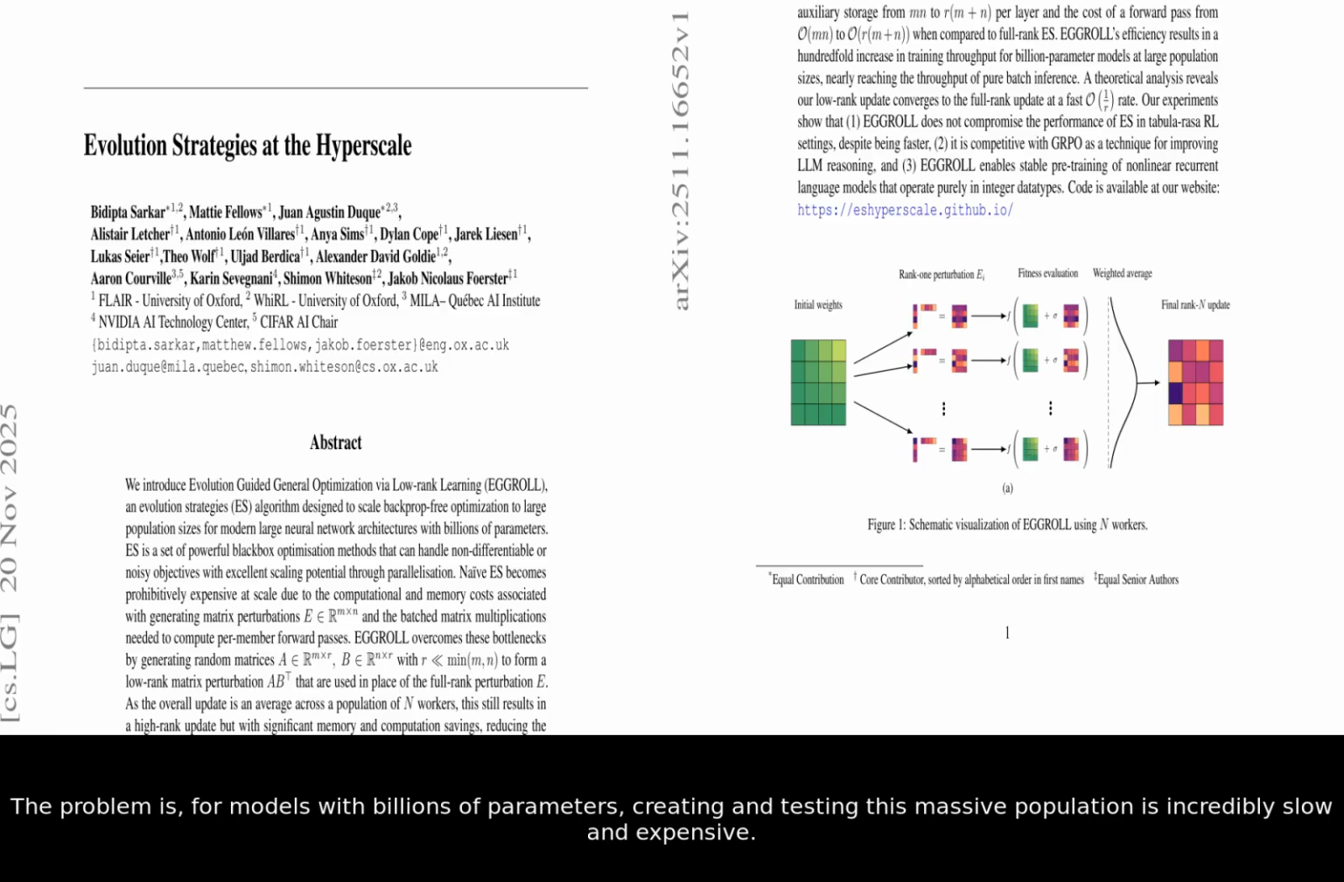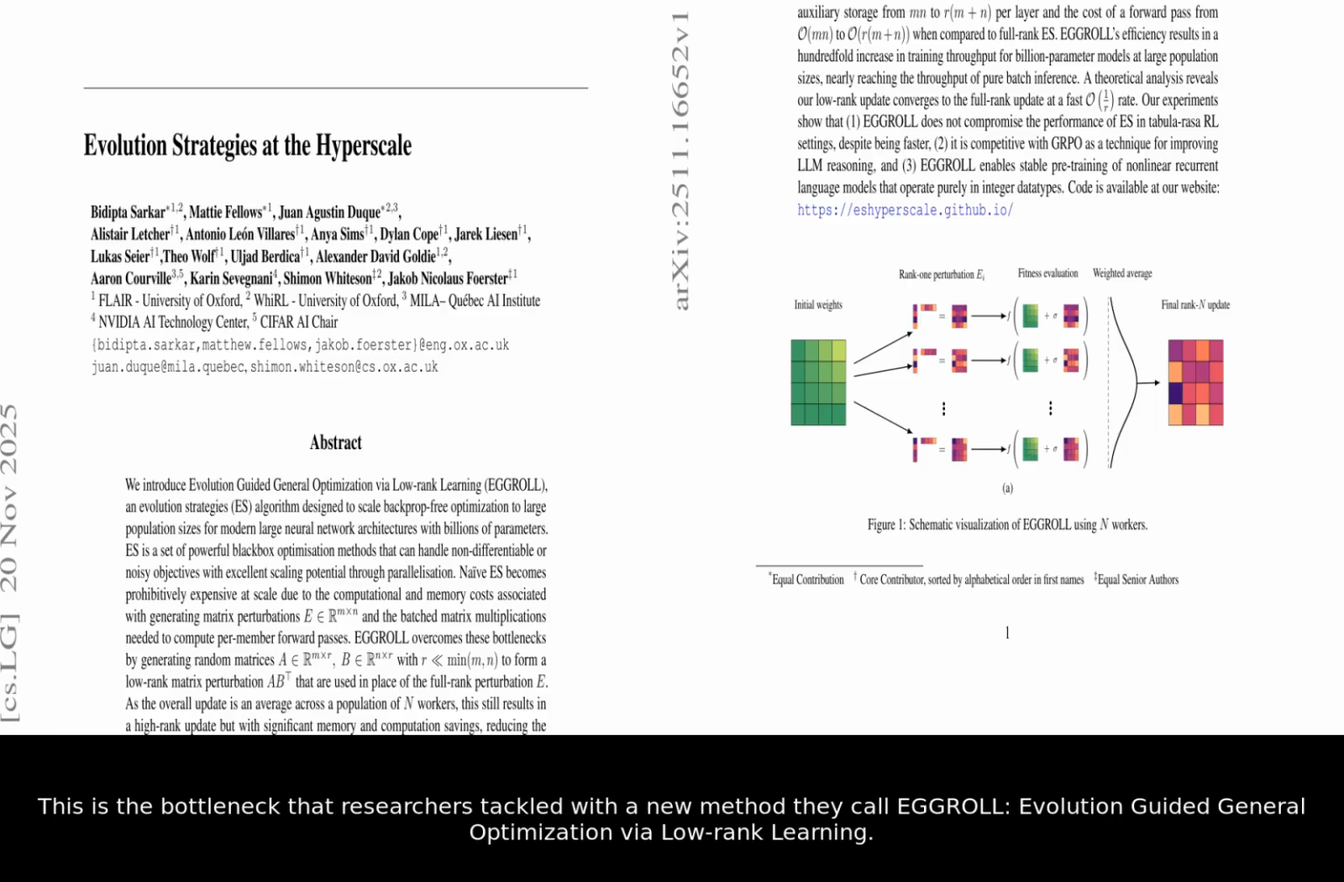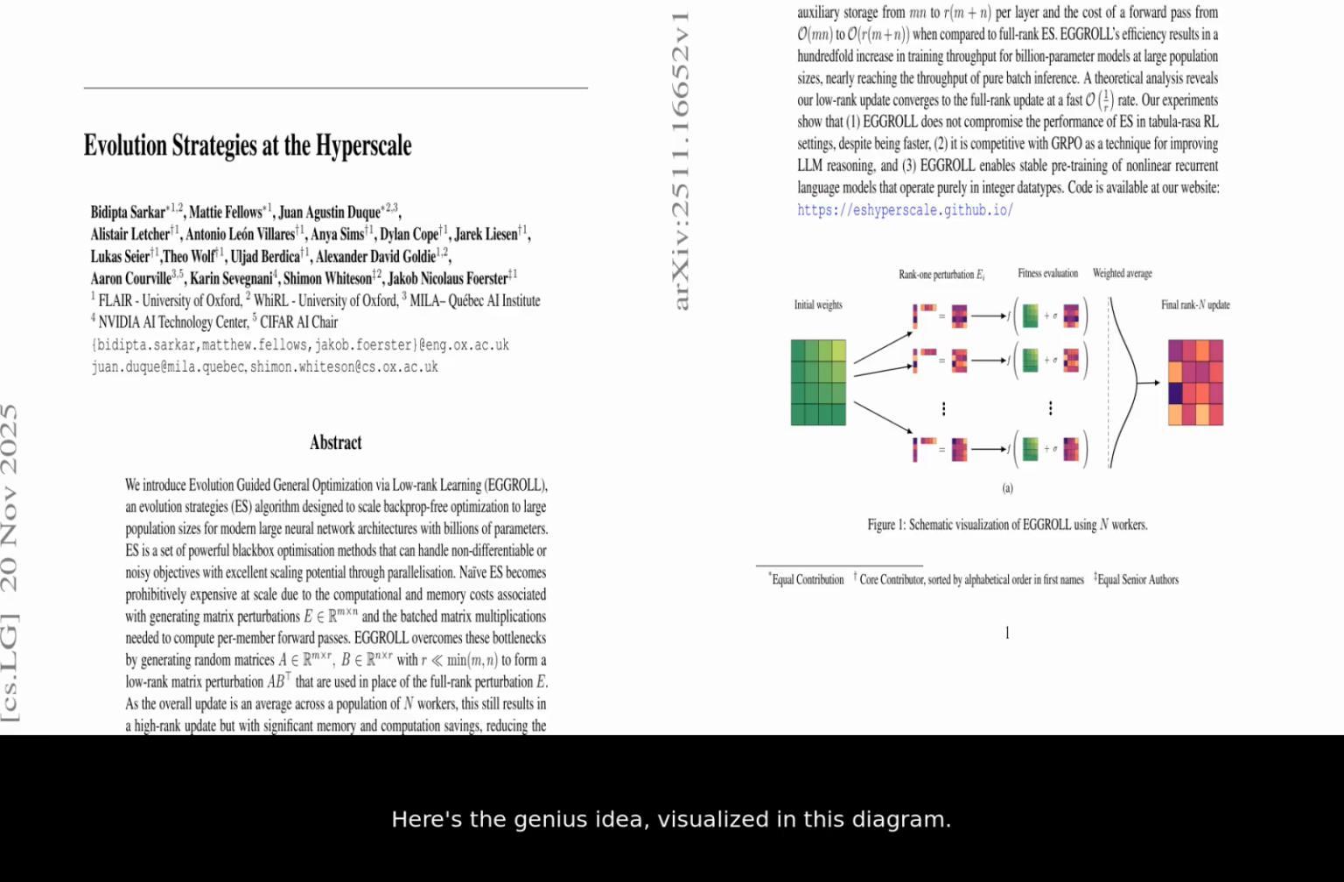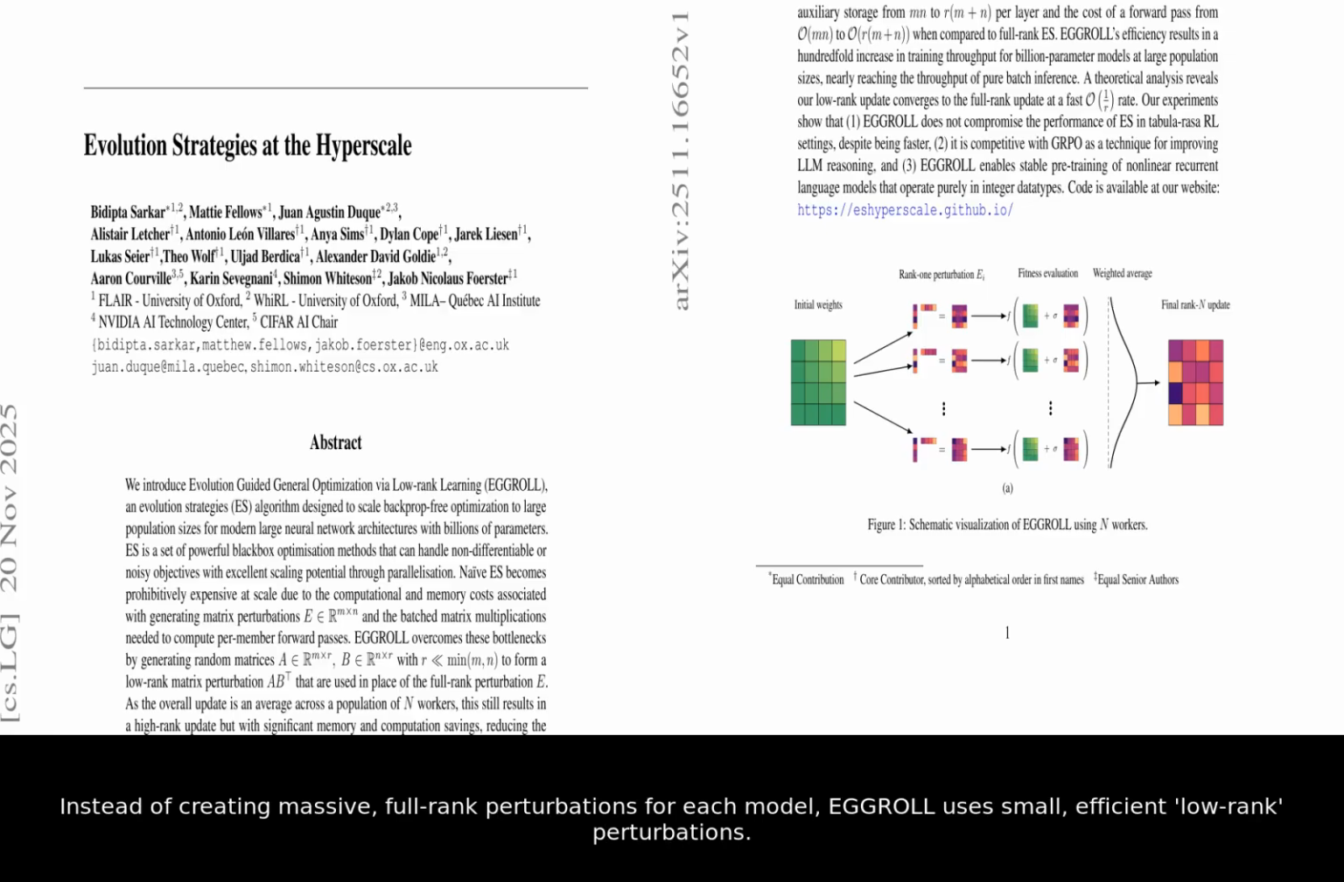slow and expensive. This is the bottleneck that researchers tackled with a new method they call EGGROLL, evolution-guided general optimization via low-rank learning. Here's the genius idea, visualized in this diagram. Instead of creating massive, full-rank perturbations for each model, EGGROLL uses small, efficient, low-rank perturbations.